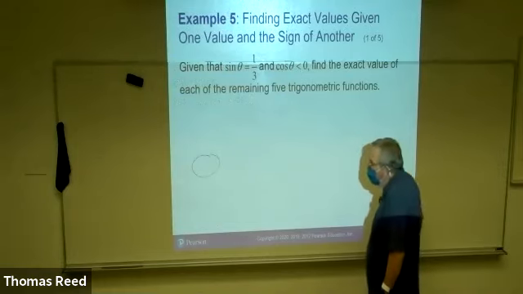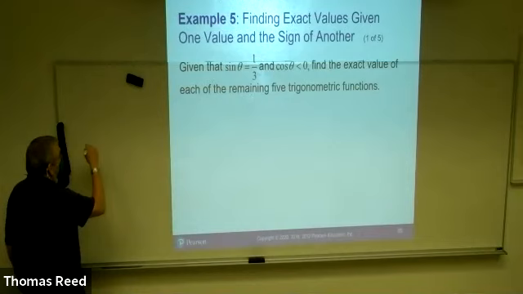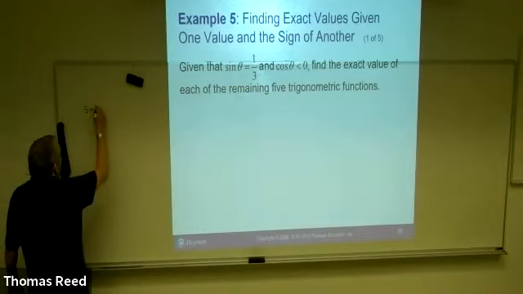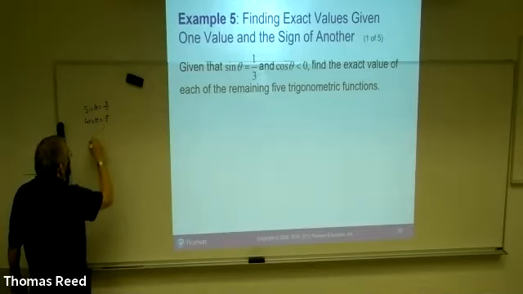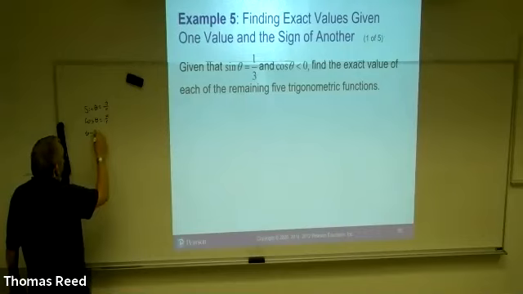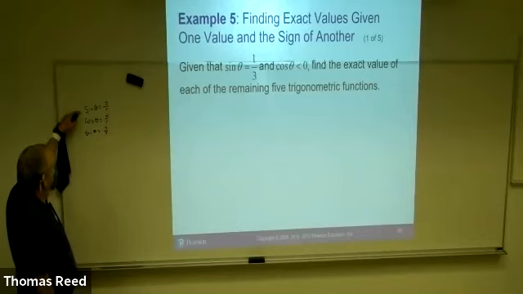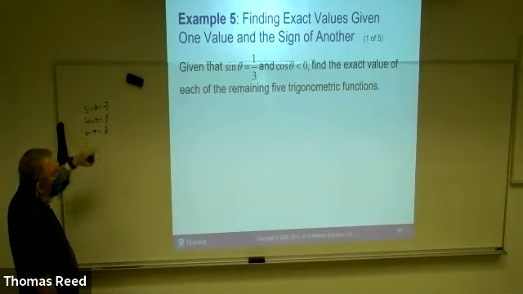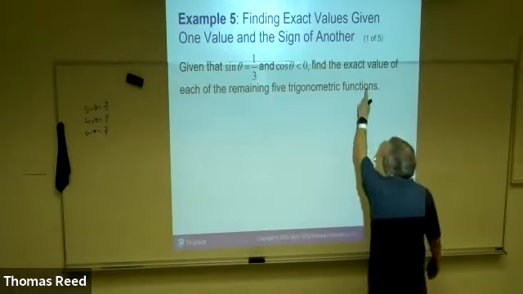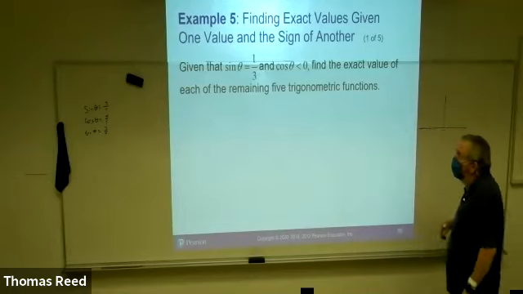All right. Now, I'm going to solve this one differently than they do. They deal with the fact that sine of theta equals y over r, cosine equals x over r, and tangent equals y over x, and then the reciprocal functions. Cosecant is r over y, secant is r over x, and cotangent is x over y. Now, we want to find the exact value of each of the remaining trig functions. So first thing we need to figure out is what quadrant angle theta is in.